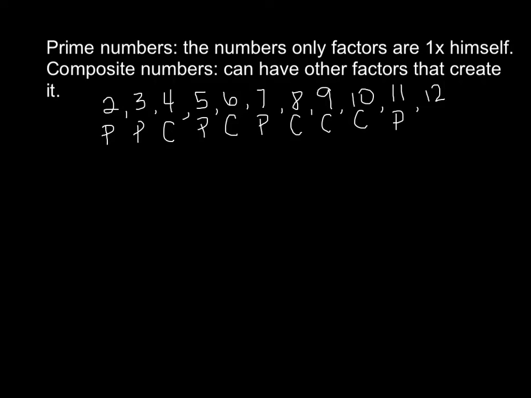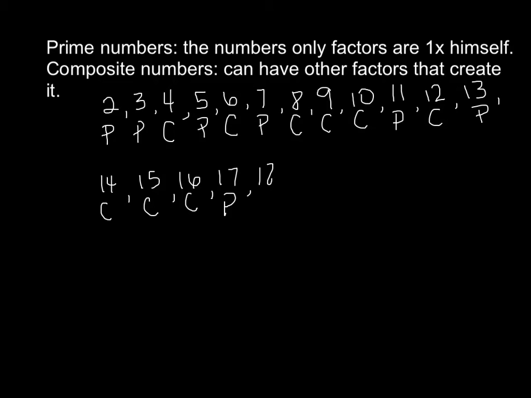Actually, every even number after 2 ends up being composite because 2 can divide evenly into it. 13, just 1 times 13, that's prime. 14, 2 times 7, it's composite. 15, 3 times 5, composite. 16, 4 times 4, composite. 17, prime, only 1 times 17. 18, 2 times 9, composite. And 19, prime.